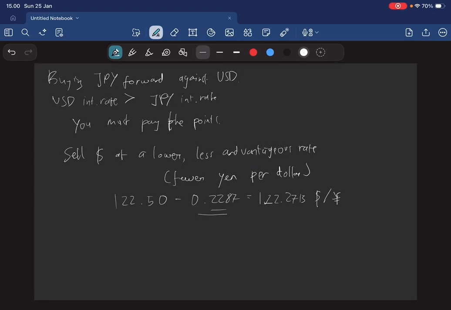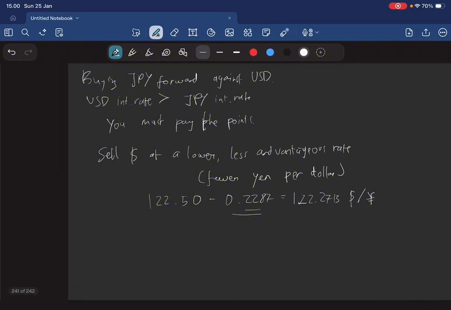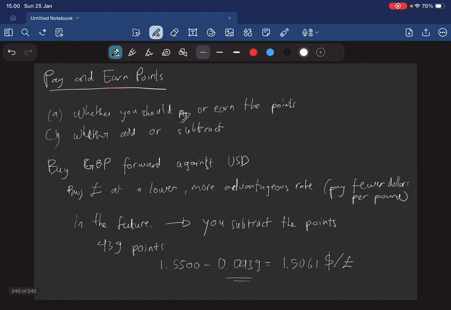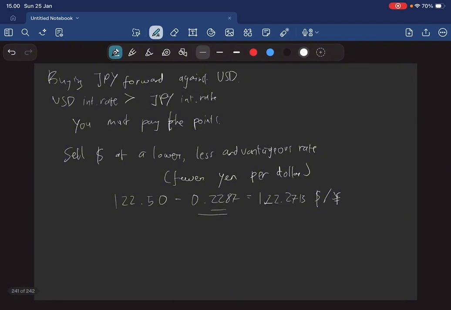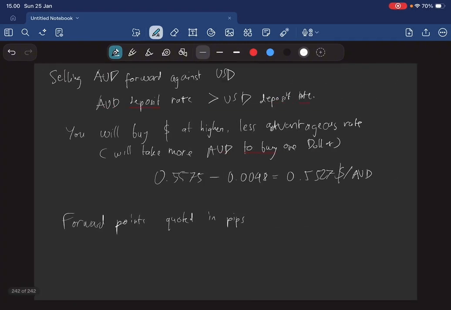Therefore, the 439 points for the GBP is equal to 439 times 0.0001, which is 0.0439 here, and then the 22.87 points for the Japanese yen is equal to 22.87 times 0.01, which equals 0.2287 here. In summary, the forward rate of exchange is the vehicle for adjusting for the interest rate differential.